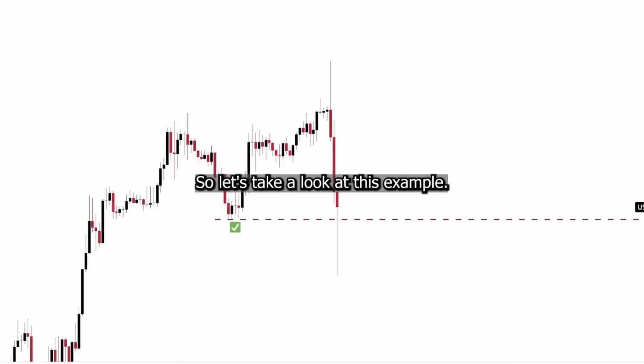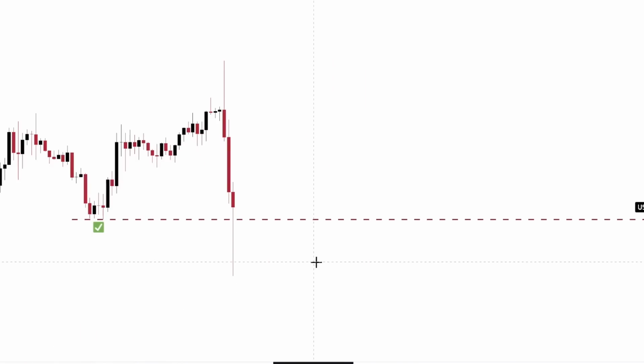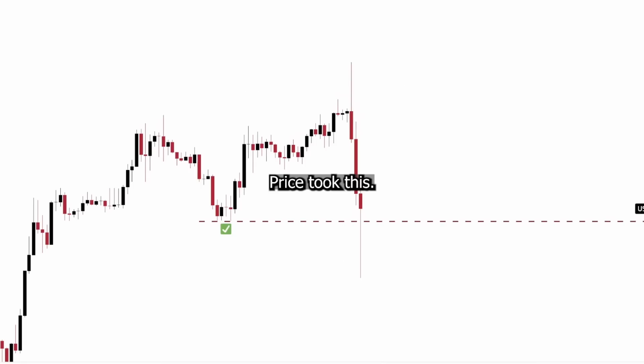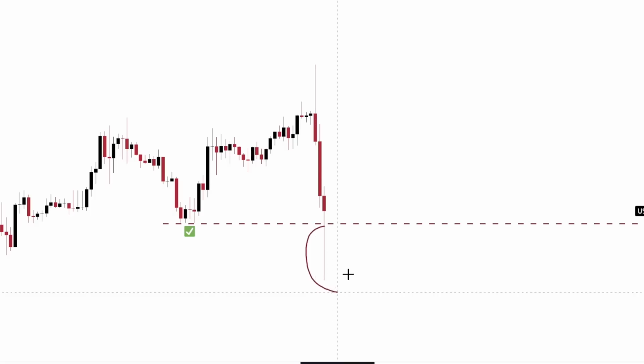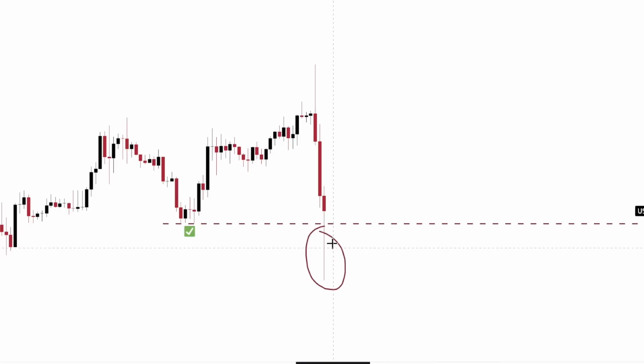So let's take a look at this example. As you can see, price has been bullish. And what do we have here? Price took this liquidity level out. Price took this liquidity level out. So what do you think is going to happen next? Will price come back up here and continue lower, or will it more than likely continue with the actual trend?